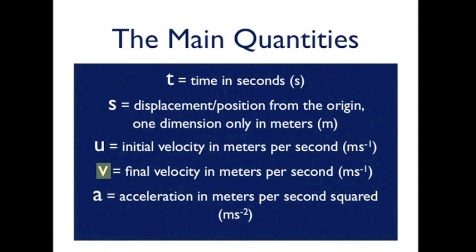Next thing, final velocity. Final velocity is just v. Last year we may have written it as vf or v2, something like that, but now we're going to go with just v. So we're going to use u and v. Final velocity is also measured in meters per second. That should make sense. You always want your units to match, so try and keep them the same in meter seconds to the -1.